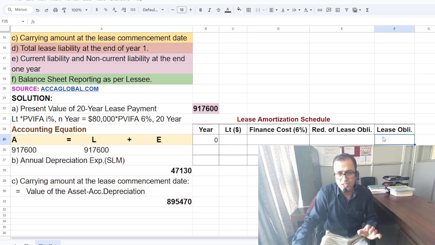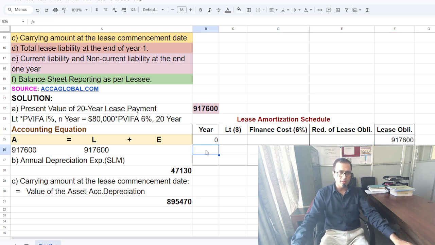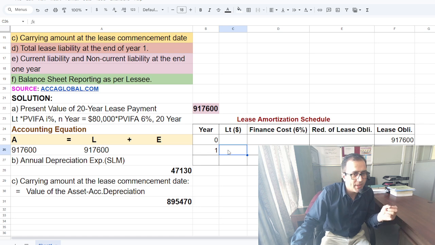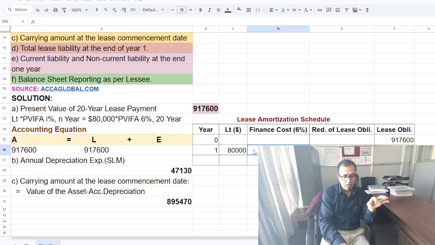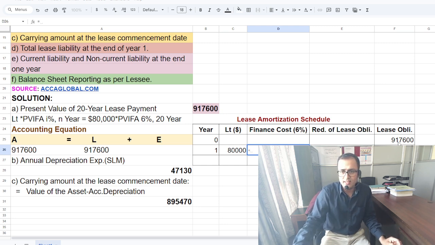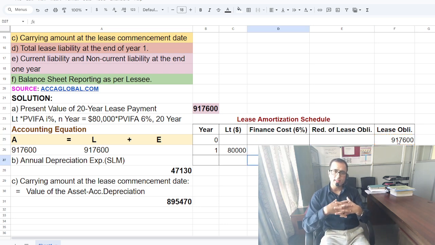Okay. So the present value of the lease payment is, we already calculated, 9,17,600. Since the question is about year 1 and 2, I would use just 1 and 2, and the lease payment each year is $80,000. Now remember, financing cost, or you can say interest cost, is simply our lease obligation into our interest, 0.06. This is our 55,056, the financing cost to the lessee.